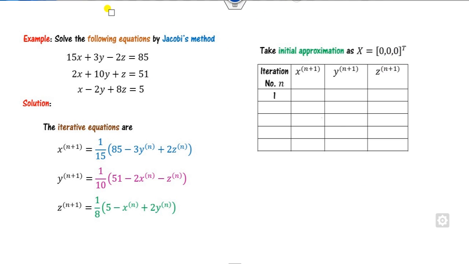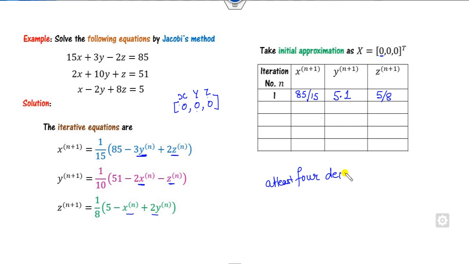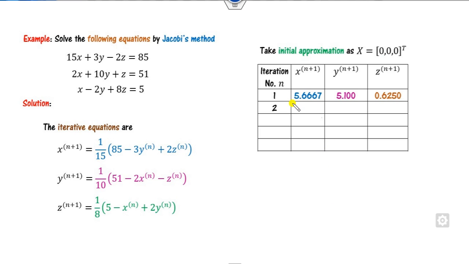Fine. So I can substitute this value: x is 0, y is 0, z is 0. The first value is x, second is y, third is z. I can substitute the values here. So the first value is 85 over 15. I can substitute the values of y and z from here. It is 5.1. I can substitute the value here. It will be 5 divided by 8. Now you can write all this calculation with at least 4 decimal places. If nothing is mentioned in the statement, then at least 4 decimal places should be used here. Then I can start with this.